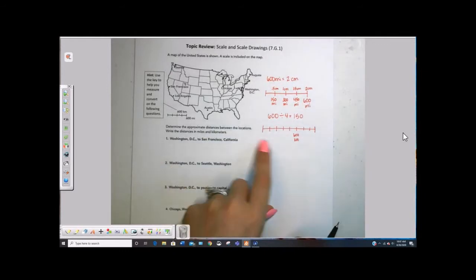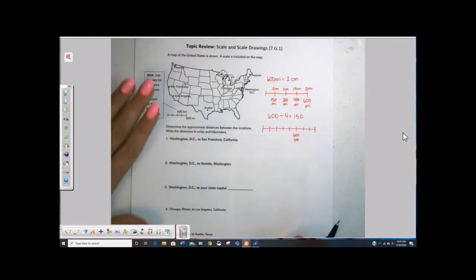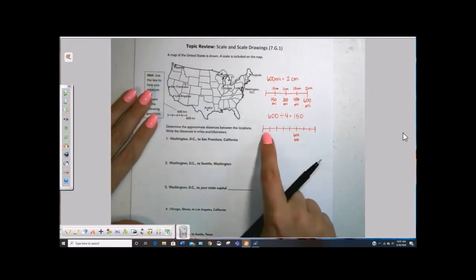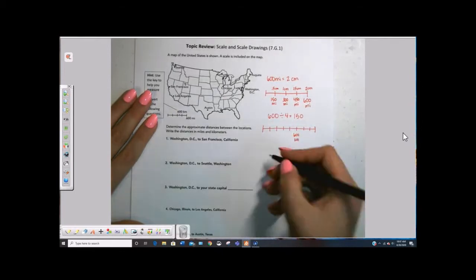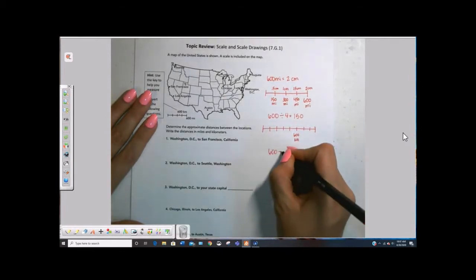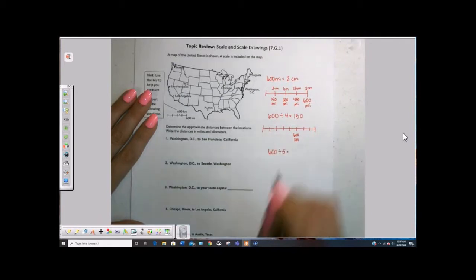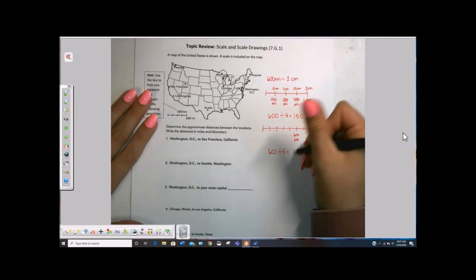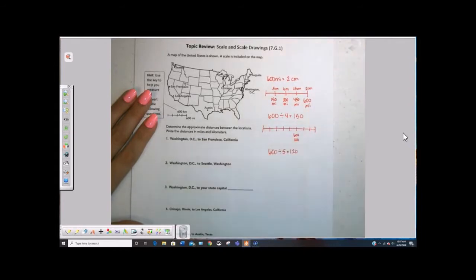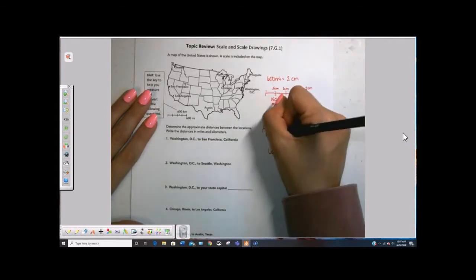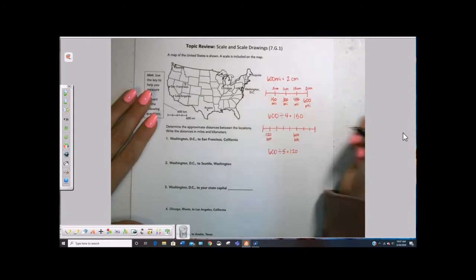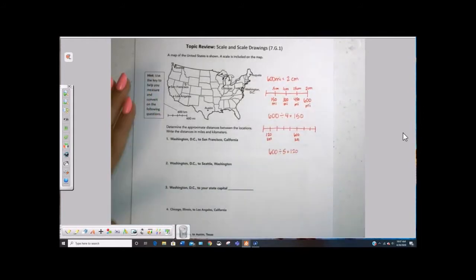So in order to figure out the rest of the sections, I'm going to take 600 divided by 5. Not by 8 because it's not at the end, it's at the 5 mark. So we're going to take it divided by 5. So now we can see that each section is 120 kilometers. So the first section is 120 kilometers. And you're just adding on 120 each time.